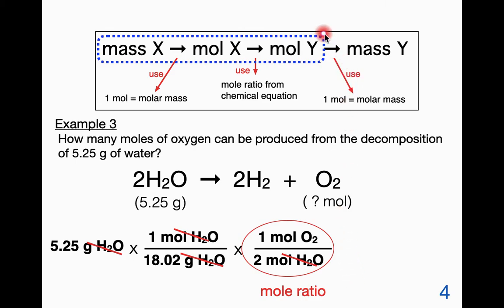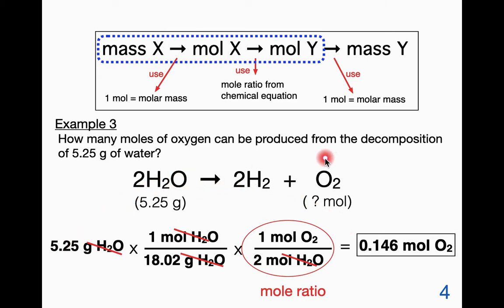And that would be it. So 5.25 grams of water divided by 18.02 grams divided by 2 gives us 0.146 moles of oxygen. 3 sig figs, because we started with 3 sig figs.